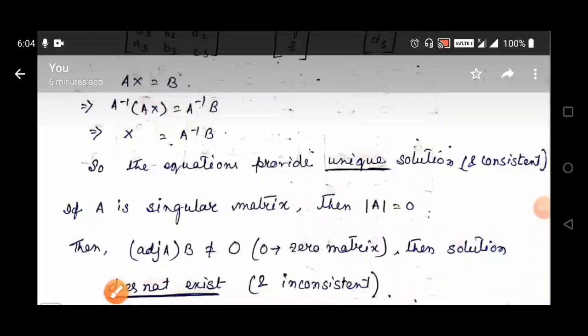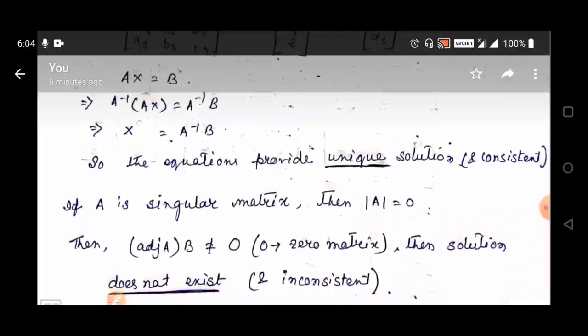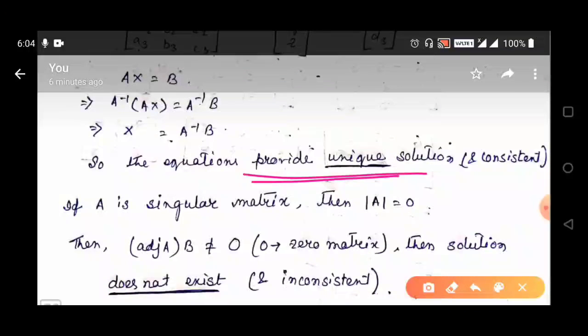Whenever an equation provides one or more solutions, then this equation is consistent. So here this equation provides a unique solution, that is why it is consistent.